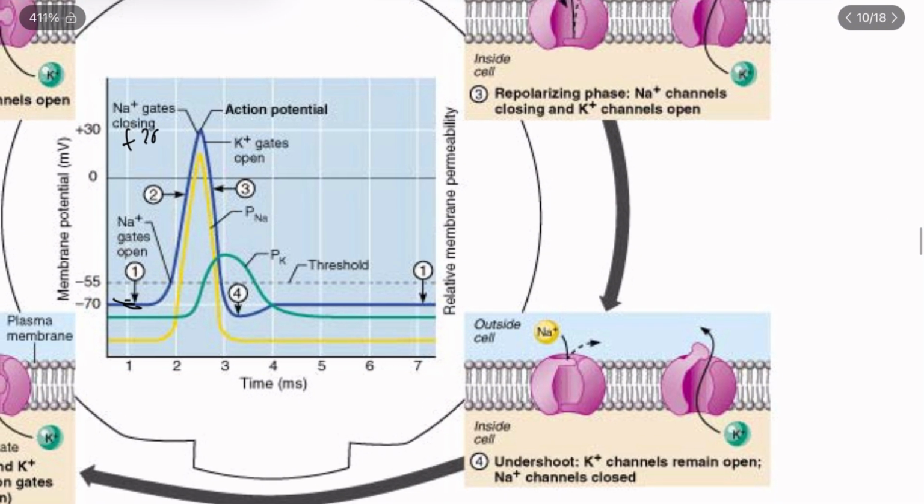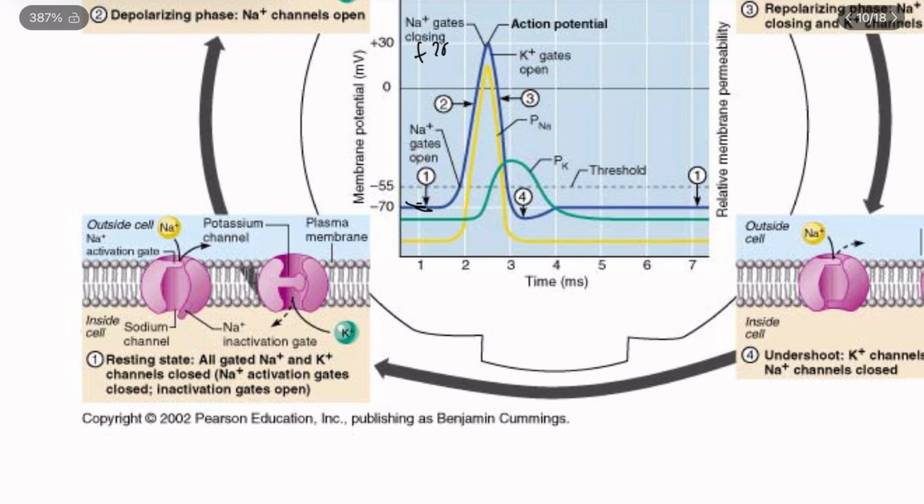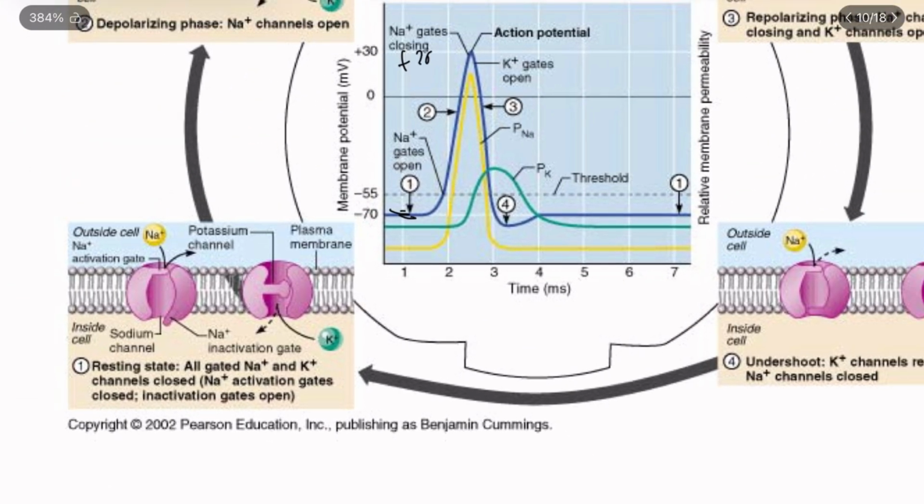Okay, and then the fourth stage, which is called the undershoot or the hyperpolarization. What happens here is that the potassium channels remain open a little too long, making the cell more negative than its resting potential. This is called the undershoot. Okay, and then after that, it is the return to the resting potential. The potassium channels eventually close and the cell returns to its resting membrane potential of negative 70 millivolts, which is again ready for another action potential.